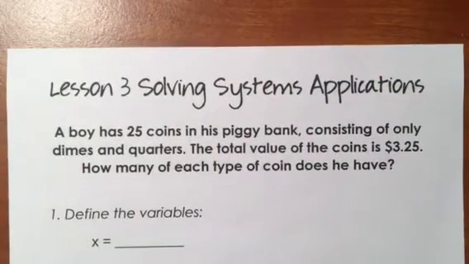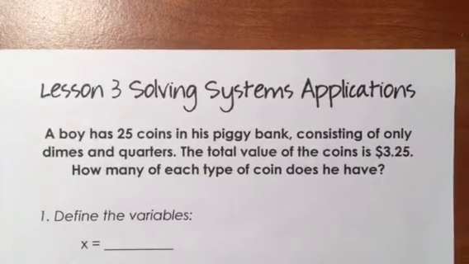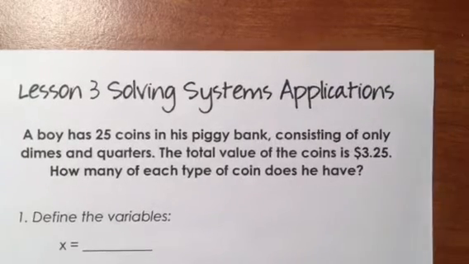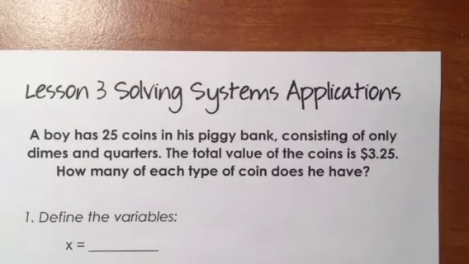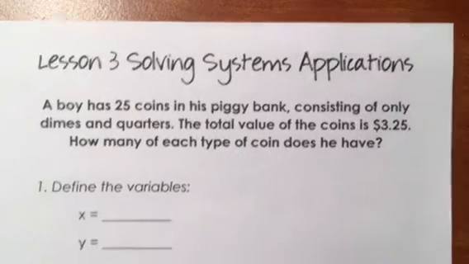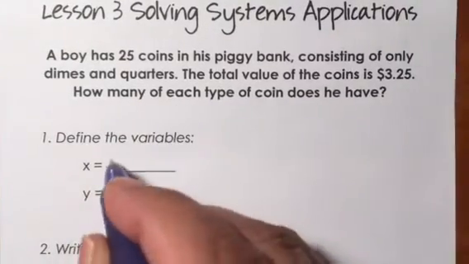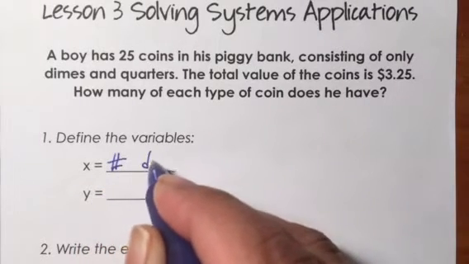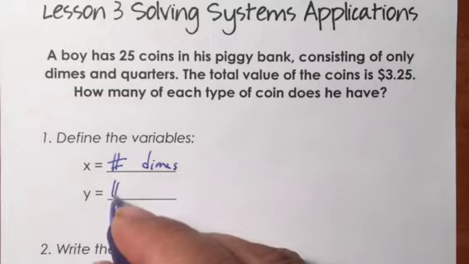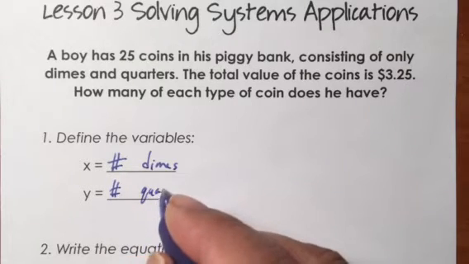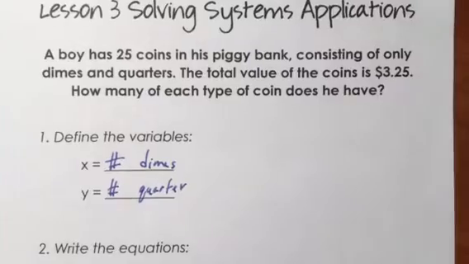So you have a boy has 25 coins in his piggy bank, consisting of only nickels or dimes and quarters. The total value of coins is $3.25. How much of each type of coin does he have? Okay, so usually your EOC will define the things for you, but it didn't here, so we're going to say that X is the number of dimes, and this is the number of quarters. And yes, I left out the word of, but that's okay.